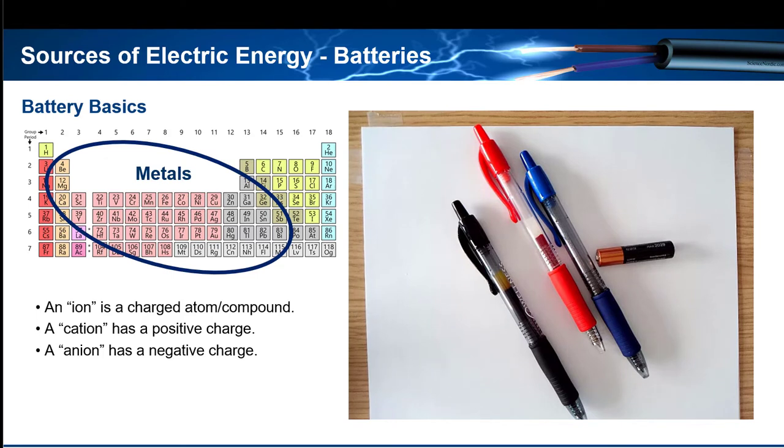But if a metal gives away some electrons, then all of a sudden it has a positive charge because it has more protons than electrons. And so that becomes a positively charged atom. And similarly, some metals can take on additional electrons. And so if you take on additional electrons, that's more negative charge. And now you have more negative charge than the positive charge given by the protons. And so you have a negative charge.